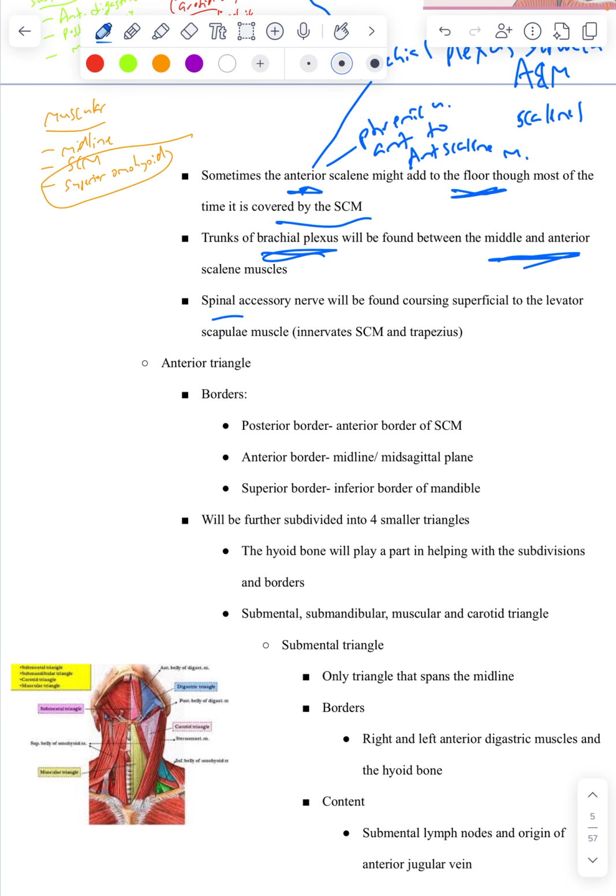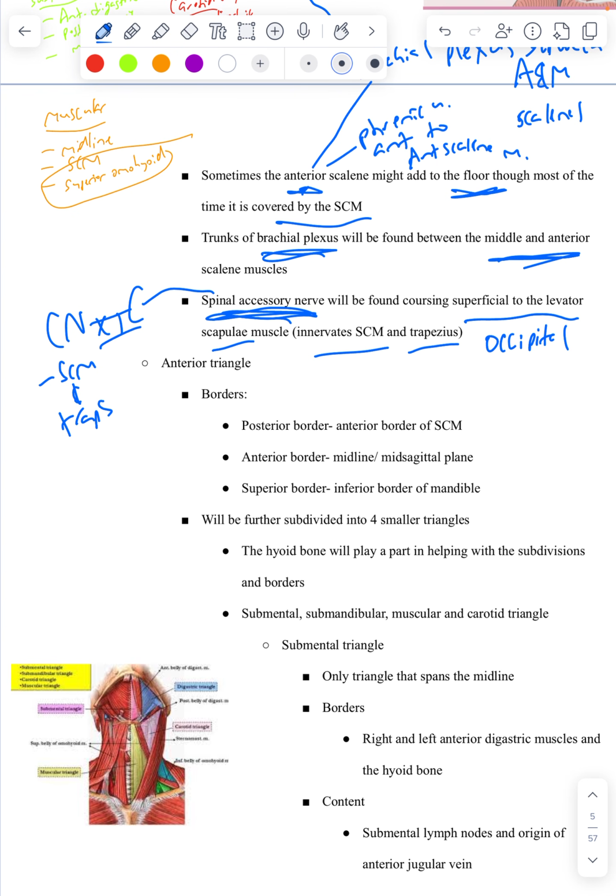The spinal accessory nerve, which is cranial nerve 11, which innervates your SCM and trapezius muscles, runs right here, superficial to your levator scapulae. It's specifically within the occipital triangle, because this is the back triangle. It's the back or posterior bigger triangle that we talked about. So it's specifically within that.